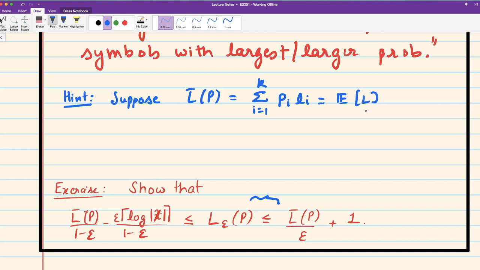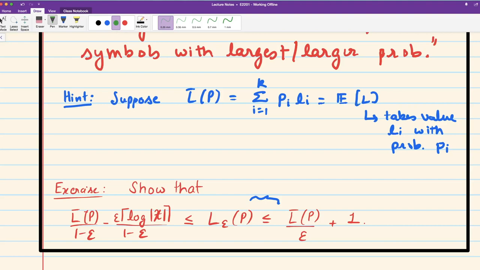So what is this random variable L? It takes value Li with probability Pi. Okay, so that's how we are viewing this L bar P.